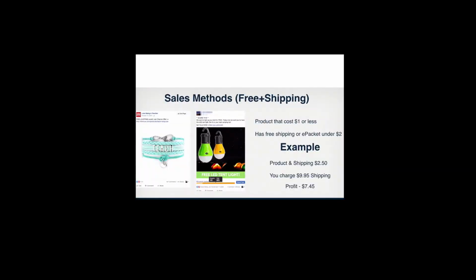So there are two types of sales methods that you could use on your Shopify website. The first sales method is free plus shipping. For example, on AliExpress, a product might cost $1 or less and has free shipping or e-packet shipping under $2. So the product and shipping might cost you $2.5, and you could charge, say, $9.95 for shipping, and you make $7.45 profit. So this is the first method which you could use on your Shopify store to make sales.